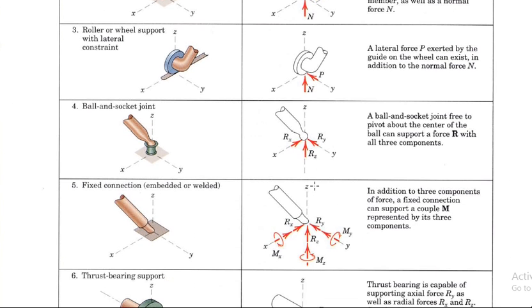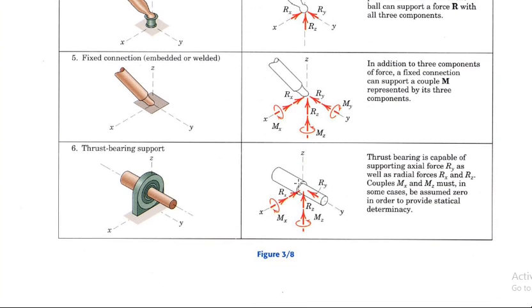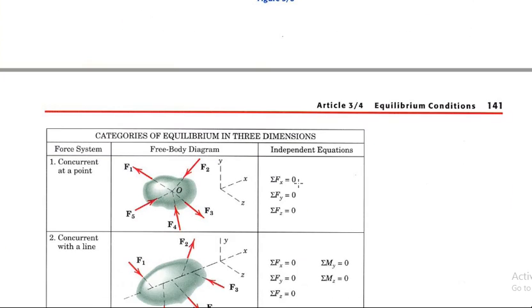Ball and socket joint. In the case of a ball and socket there must be 3-dimensional reactions, or forces we can say Rx, Ry, Rz. Then fixed connection: there are normal forces and then moments about these forces as well. Then thrust bearing: normal forces and moments in these directions as well.